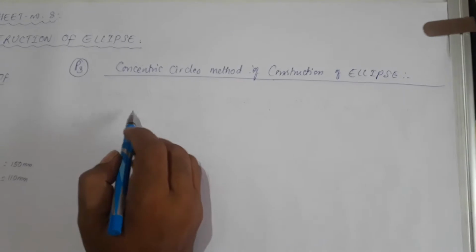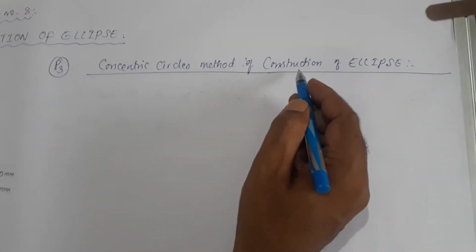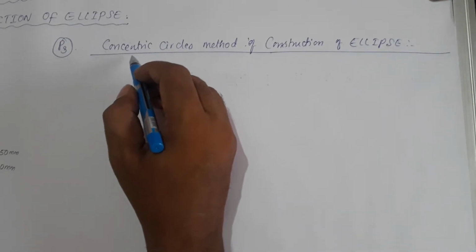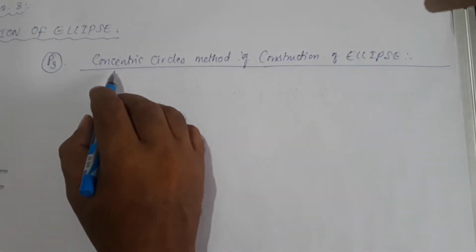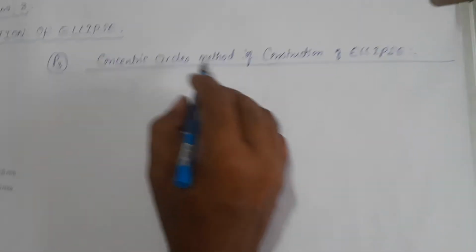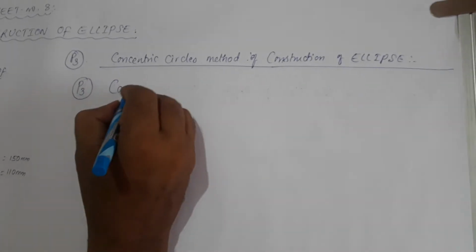Construction of ellipse. So let us concentrate on this concentric circles method. In our previous video, I shared the construction of an ellipse using the intersecting lines method. Now let us concentrate on the concentric circles method of construction of an ellipse. This is problem number 3. So let us have a problem.